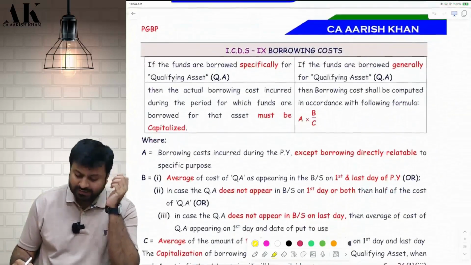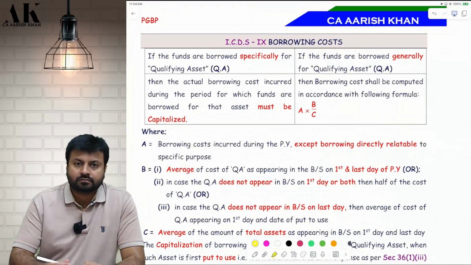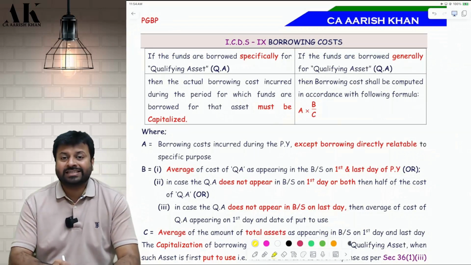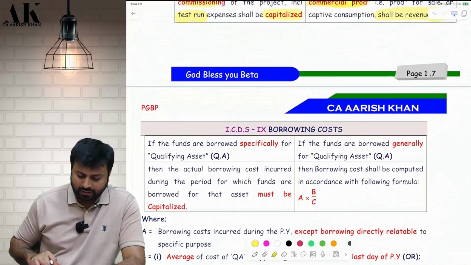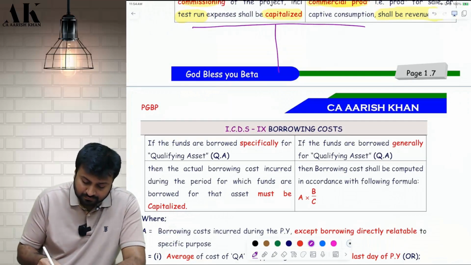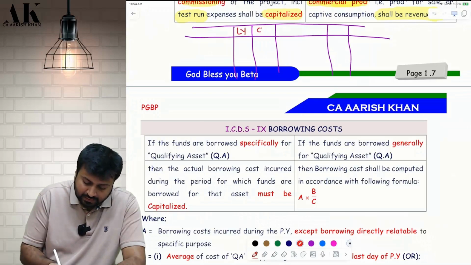Similarly, one more ICDS is given over here, which talks about borrowing cost, which is similar to what is there in your accounting standard, accounting standard 16. Say suppose I have taken some loan for fixed asset. Suppose this is my balance sheet, and in this balance sheet, this is last year, this is current year, this is last year, this is current year.